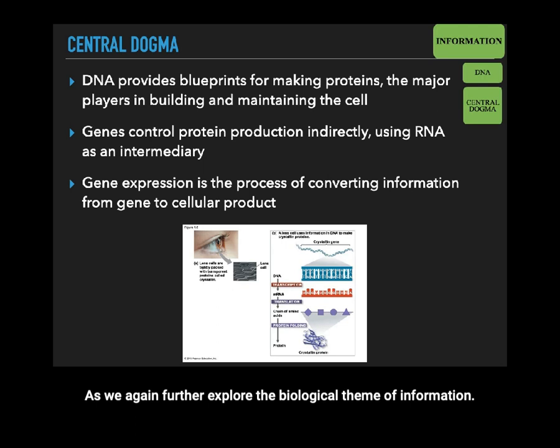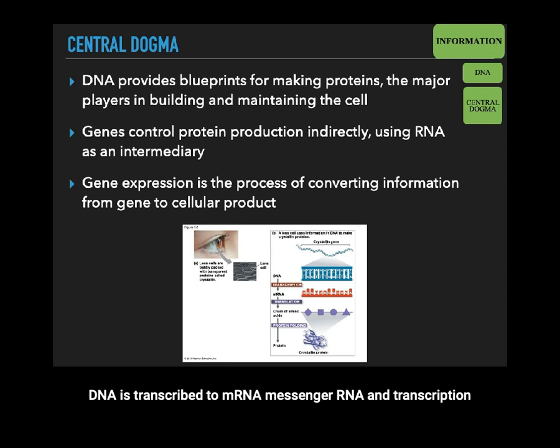As we again further explore the biological theme of information, we're going to talk about the central dogma. DNA provides the blueprints for making proteins, which are the major players in building and maintaining the cell. Genes control protein production indirectly, using RNA as an intermediary. You can see an overview of this process on the slide, and we'll go over this in more detail in a few weeks.